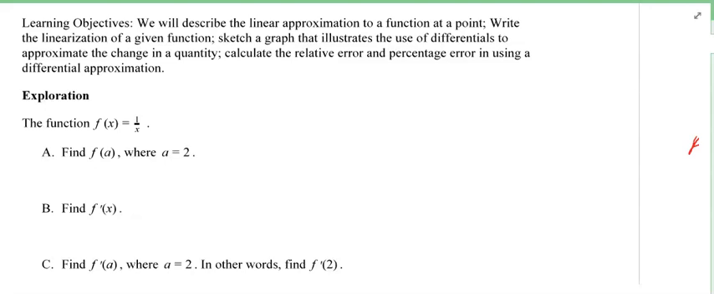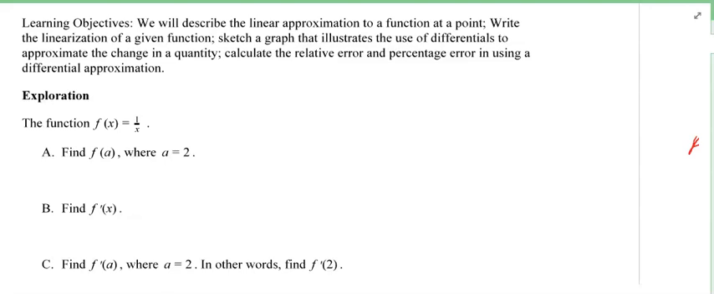Hello everyone. In this lesson, our topic is linear approximations and differentials. For our learning objectives, we will describe the linear approximation to a function at a point. We will write the linearization of a given function, sketch a graph that illustrates the use of differentials to approximate the change in a quantity, and calculate the relative and percentage error using a differential approximation.